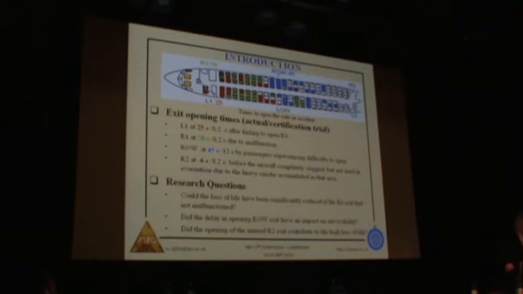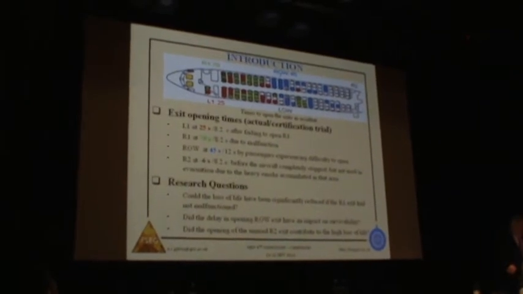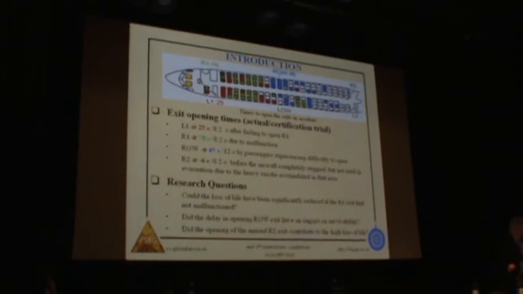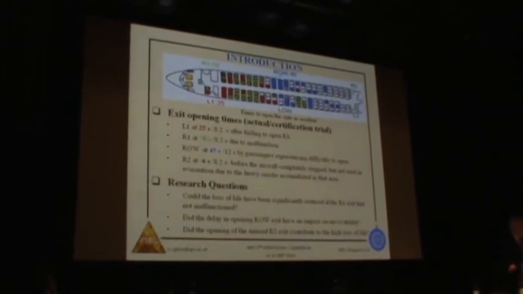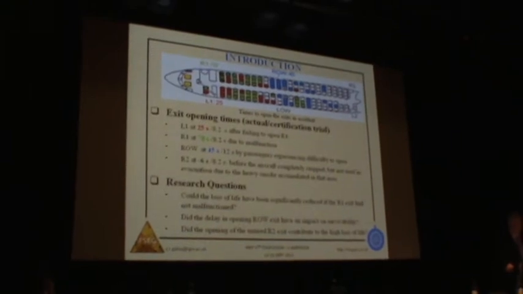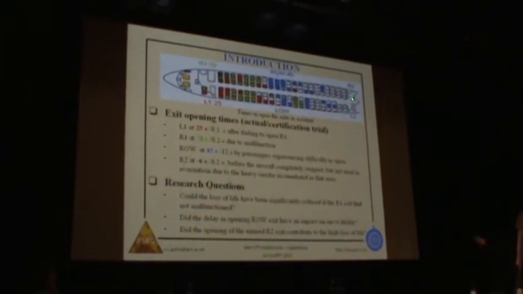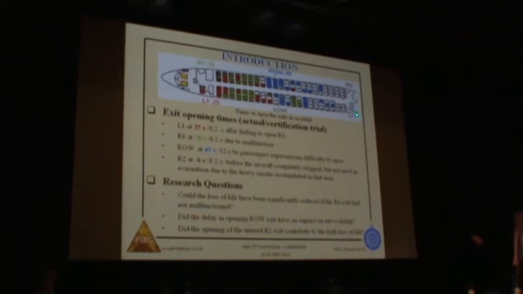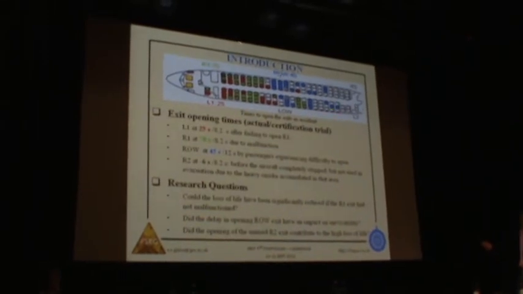Now, the research questions we've got in this particular fire are, could the loss of life have been significantly reduced if the R1 exit had not malfunctioned? We also would like to know, did the delay in opening the right overwing exit have an impact on survivability? And did the opening of the unused R2 exit in the rear of the aircraft contribute to the high loss of life in this particular incident?